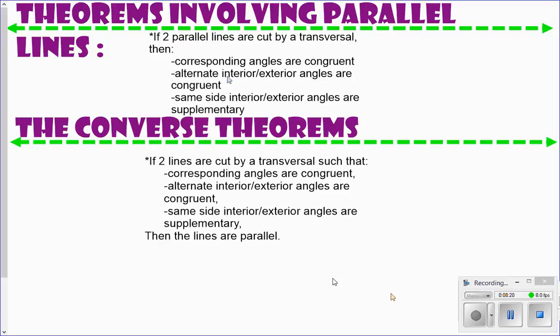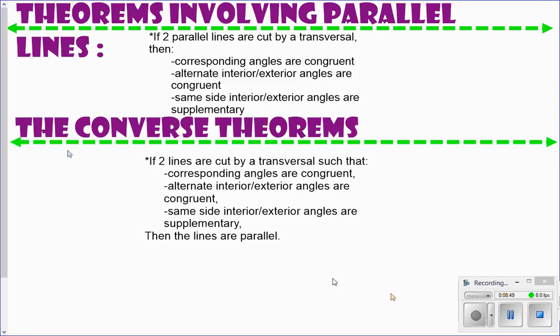So if we have two parallel lines and they're cut by a transversal, we already know that corresponding angles are congruent. We also already know that if two parallel lines are cut by a transversal, then alternate interior and alternate exterior angles are congruent. And the last thing we know is if we have two parallel lines that are cut by a transversal, then same side interior or exterior angles are supplementary. So all that we know to be true. So those are our if-then statements, our conditional statements that we already know are true, or we could prove that are true.